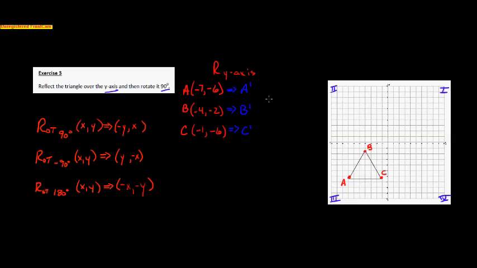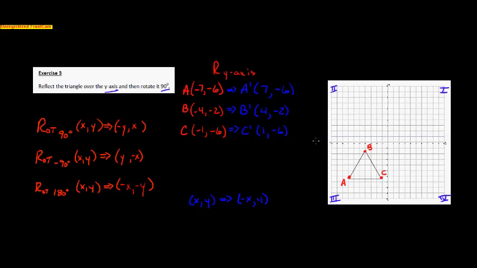Alright, so if you remember back to reflecting over the y-axis, the rule was pretty easy. Whatever you started with, x, y, if you reflected over the y-axis, it changed the x value to the opposite and left the y value alone. That was the rule that we came up with. Okay, so I'm going to go ahead and do that right here. I'm going to change the x value to the opposite and leave the y value alone, and I get that point there. Alright, same thing with point B. That's going to change to that point. And the same thing with C. That's going to change to C prime being that point.